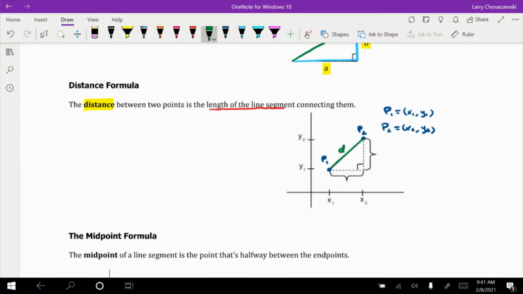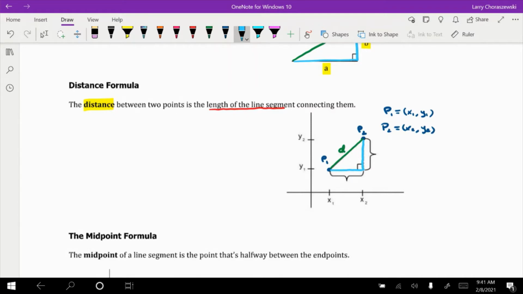its length is indicated by D, and as you can tell in the diagram, it's forming the hypotenuse of a right triangle. So the trick to figuring out this formula is to come up with an expression that gives us the length of that leg of the right triangle and an expression that gives us the length of that part of the right triangle. And it's actually based on the x and y coordinates of the 2 points.